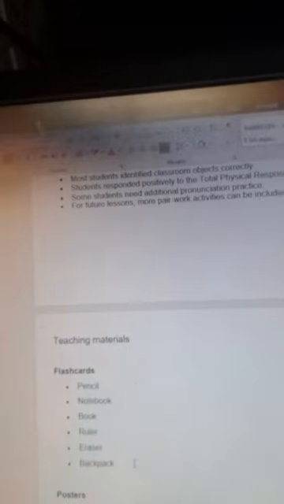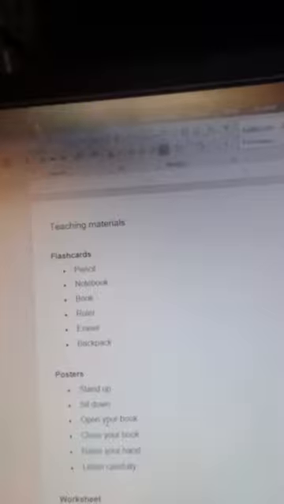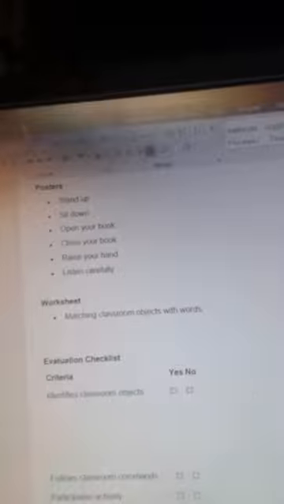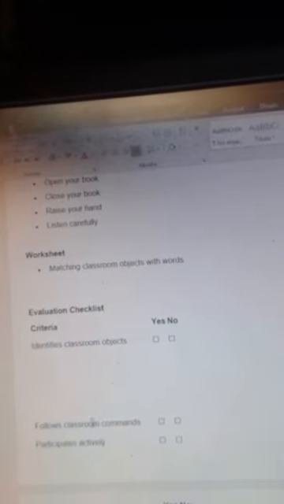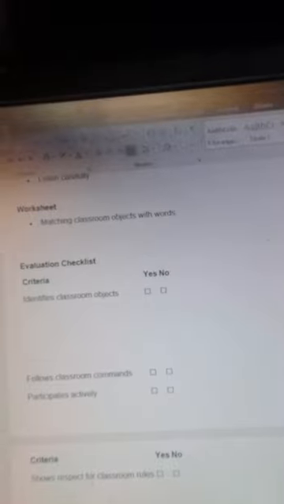And teaching materials: flashcards with pencil, notebook, book, ruler, eraser, backpack, and posters with commands: stand up, sit down, open your book, close your book, raise your hand, listen carefully. Worksheet, matching classroom objects with words. And the evaluation checklist criteria: identify classroom objects, yes or no; follow classroom commands; participate actively; show respect for classroom rules. That's all.